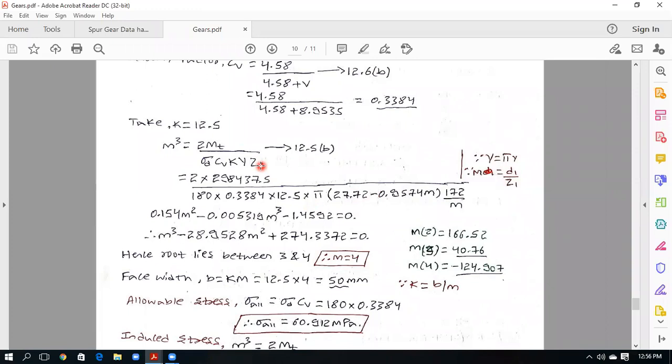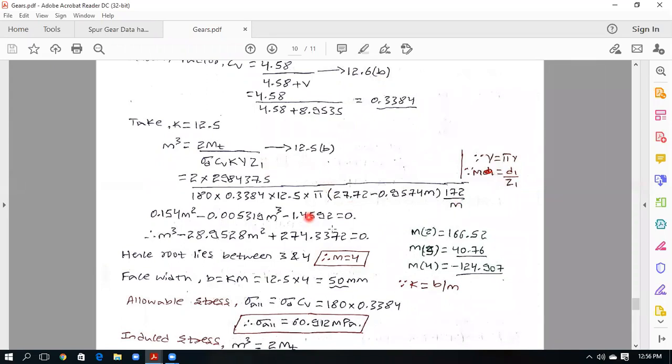Therefore, you can use the module formula. Module is nothing but diameter divided by number of teeth. As we are designing it for the weaker member, that is pinion, it will be D1 by Z1. Therefore, Z1 is equal to D1 by M. D1 is calculated as 172. Substitute that. M is not known, keep it like that only.